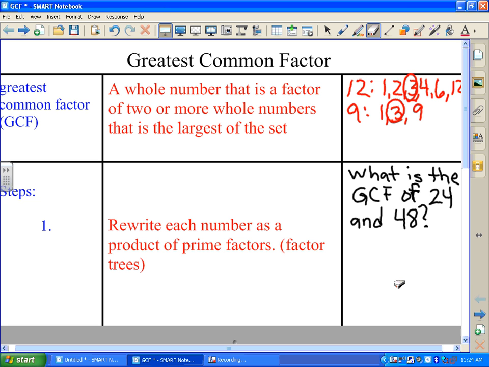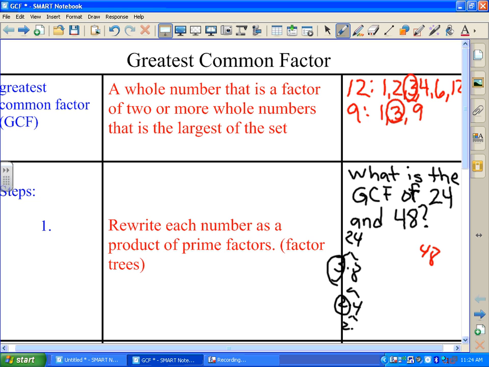So if I take the number 24 and the number 48, and I'm going to rewrite each as a product of prime factors, I'm first going to break down 24. There are many ways I can go. I could say 2 times 12, 3 times 8, or 4 times 6. So I'm going to say 3 times 8. 3 is prime. Now 8 is 2 times 4. 2 is prime, and 4 becomes 2 times 2, and 2 is prime, and 2 is prime.